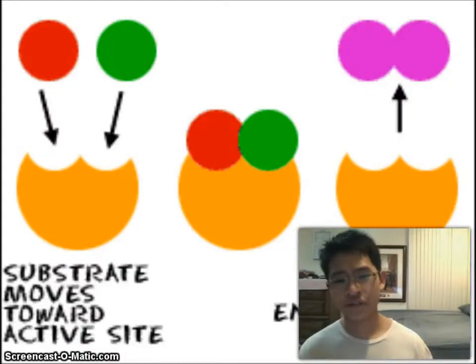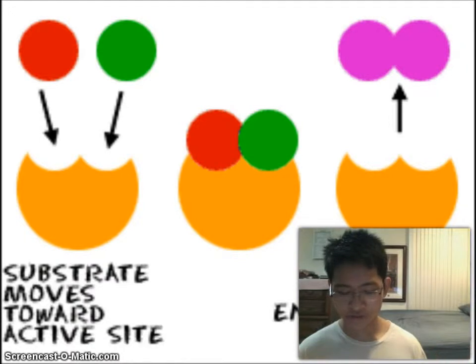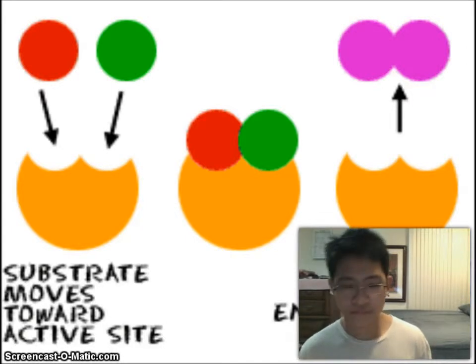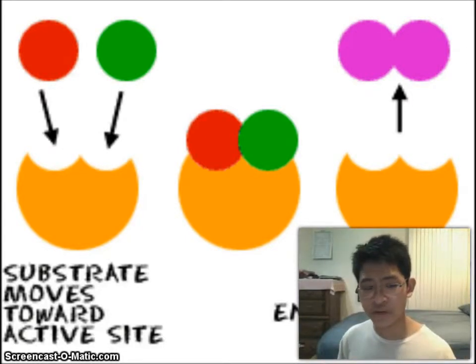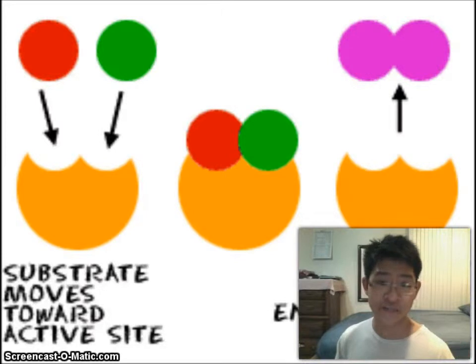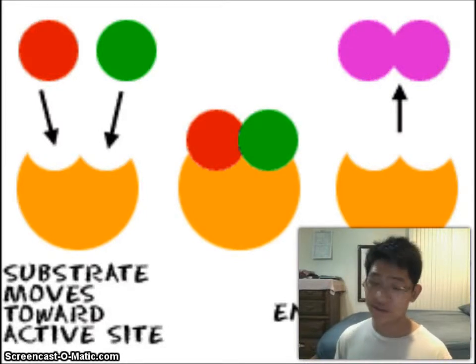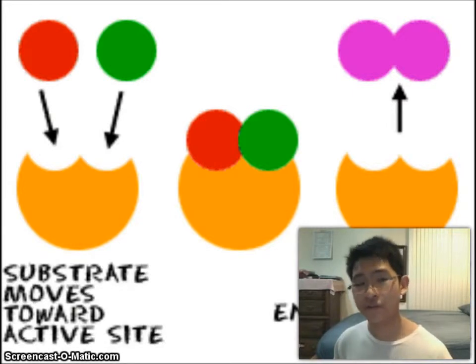So enzymes usually have reactants and products. The reactants are the substrate, which are the chemicals that come into the enzyme, and the product is what comes out. So now the substrate moves to one spot in the enzymes, the active site. The active site is specifically made for a particular type of substrate.